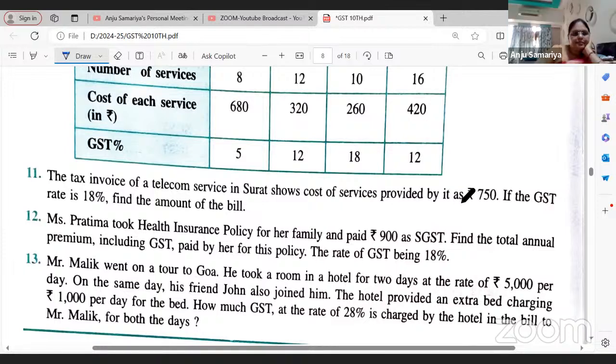Correct. Ms. Pratima took health insurance policy for her family, paid rupees 9,000 as GST. Find the total annual premium, including GST, paid by her in this policy, the rate of GST being 18%. Now, let us do this one. Question number 12. So, what do we have in question number 12?